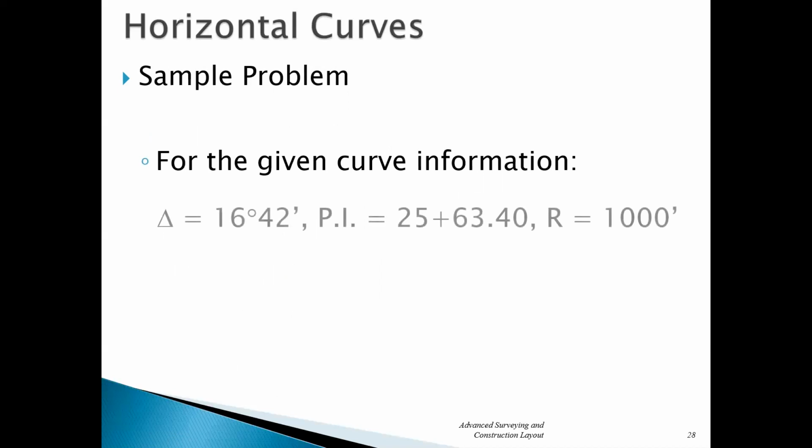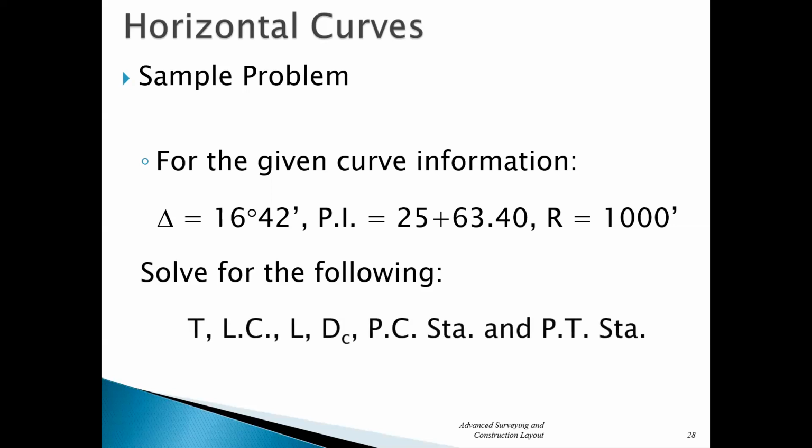So here's a given curve. Okay, so we are given information about this curve, and we know that delta is 16 degrees and 42 minutes. The PI is at station 25 plus 63.40, and the R is 1000. So what we want to do is come up with the T, the L, the tangent, the long chord, the length of arc, the degree of curve, and the PC and the PT stations. Okay, so let's flip this over to my whiteboard, and we'll run through some math with this.